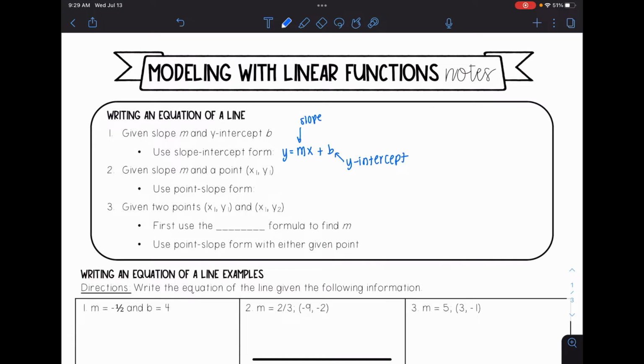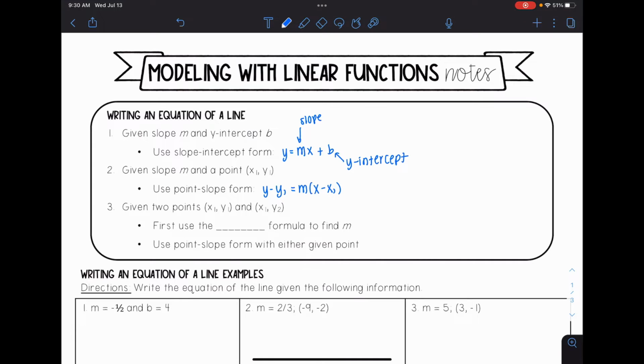The second way is if we're given the slope m and a point x1, y1, we can use point slope form. And that is y minus y1 is equal to m times x minus x1. So here we're given our slope m and then just some random point on the line x1, y1.